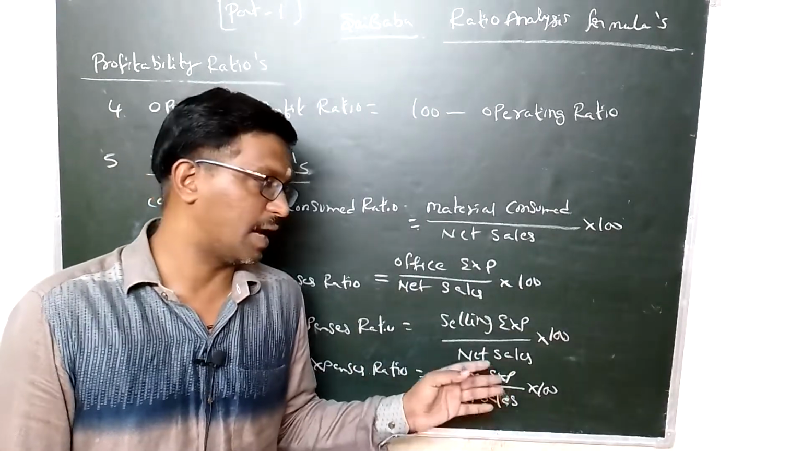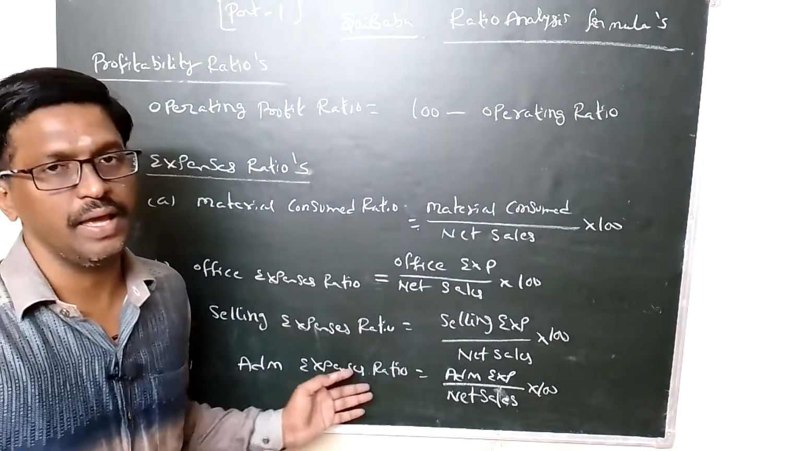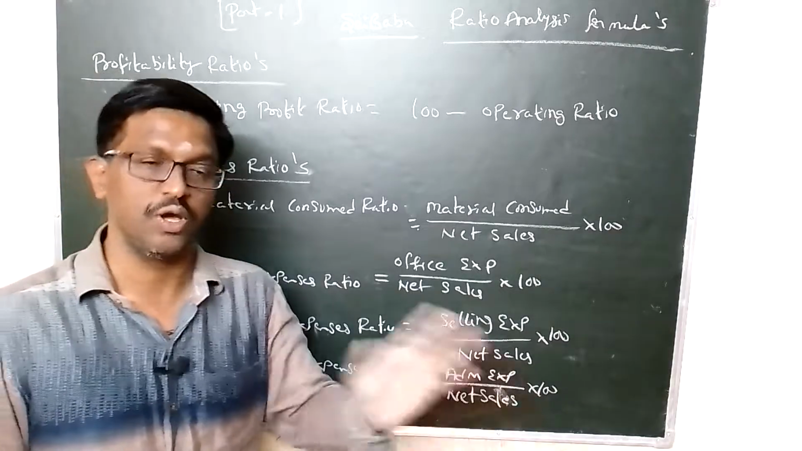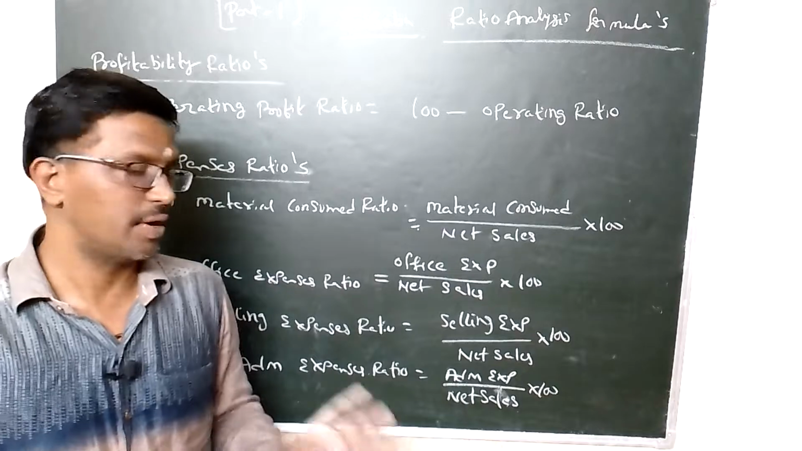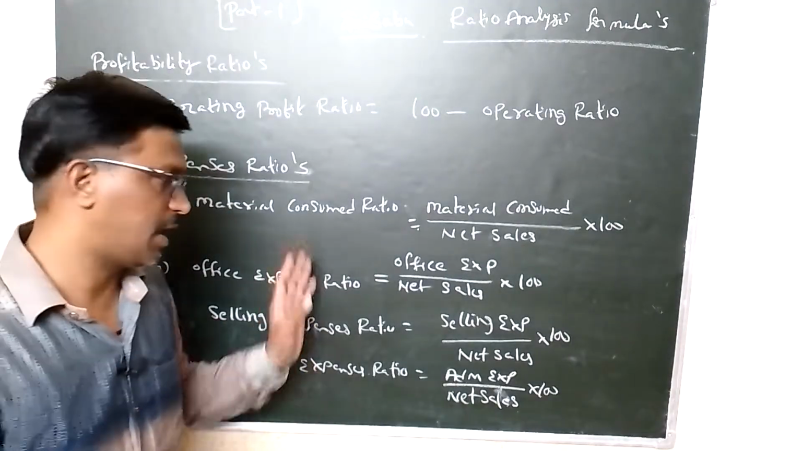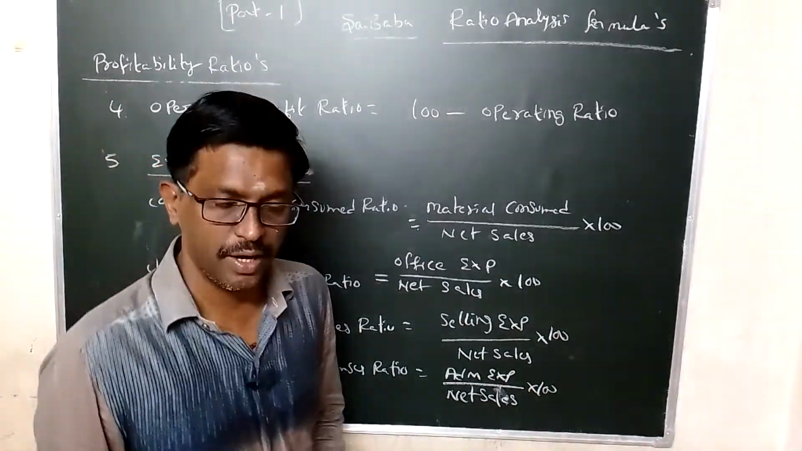When we calculate the expense ratio, 2-3 formulas will be calculated. If you are particularly asked, for example, for the office expense ratio, it is office expense by net sales into 100. If expense ratio is asked in general, we will calculate 2, 3, 4 expense ratios. Okay, next point will be taken.